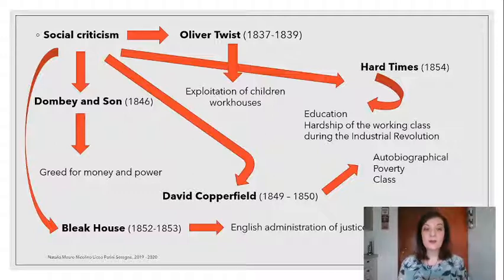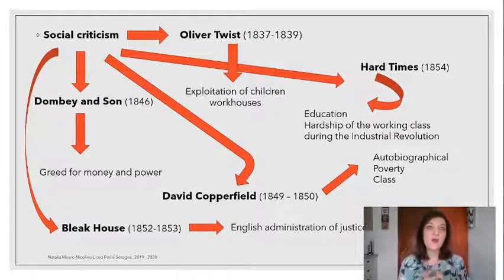Let's go to another novel that is a clear example of social criticism made by Dickens. I mean Bleak House. Bleak means desolate. It was published between 1852 and 1853, and it criticizes another social aspect of Victorian Britain, that was the administration of justice, how justice was administered in Britain. So another form of criticism of one of the aspects of British society.